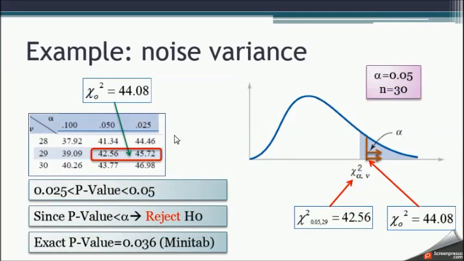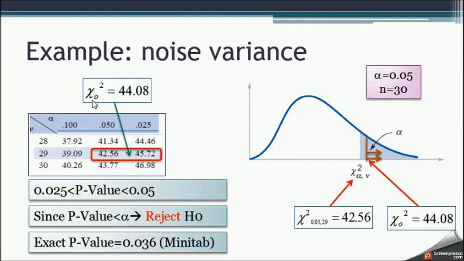And finally, we are going to estimate the p-value from the chi-square table. We have seen this before for the chi-square distribution. We know that alpha is 5% and the number of samples is 30. We have seen the critical value for chi-square, and we have seen the chi-naught square to be 44. Now let's use the chi-square table. In the chi-square table, we are going to use the row of 29 for degrees of freedom, because the sample size is 30.